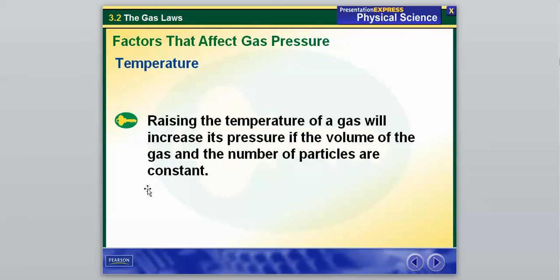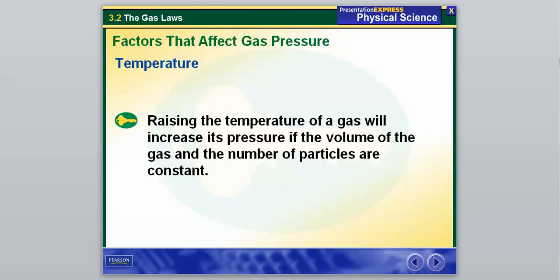So here's how temperature can affect gas pressure. Raising the temperature of a gas will increase its pressure if the volume of the gas and the number of particles are constant. So this is important. If we only change the temperature, say we increase it from 50 degrees Celsius to 100 degrees Celsius, which is a big temperature change, as long as we keep the volume and number of particles the same, that will cause the pressure of the container to go up.